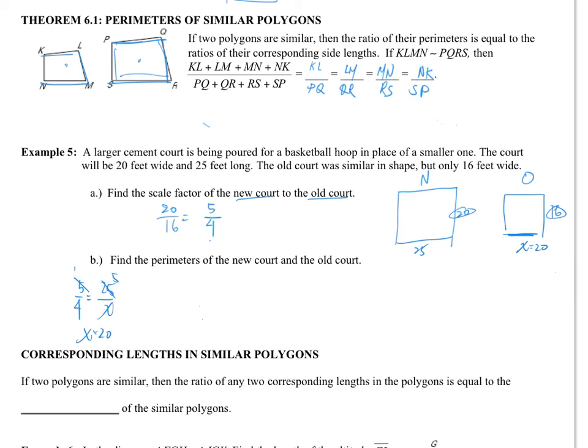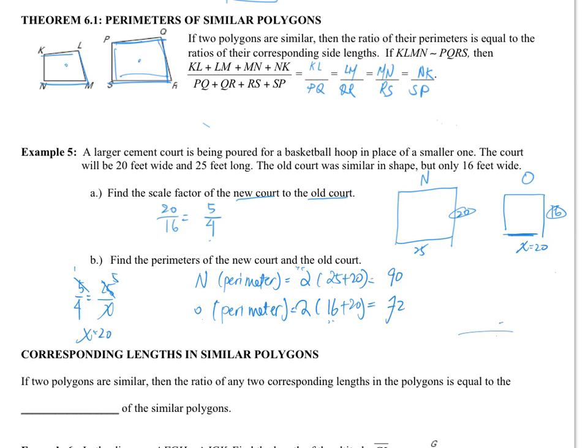And then for the new court, the perimeter would be twice the sum of 25 plus 20. So this is 45, and then this will equal 90. And then the old court, twice 16 plus 20, so that's going to be 72.